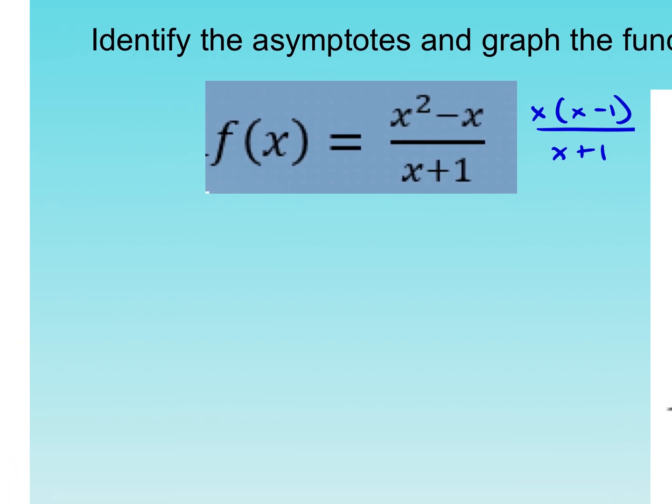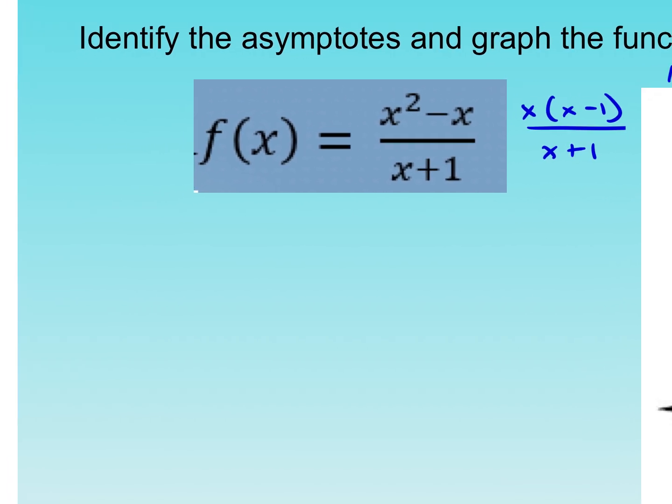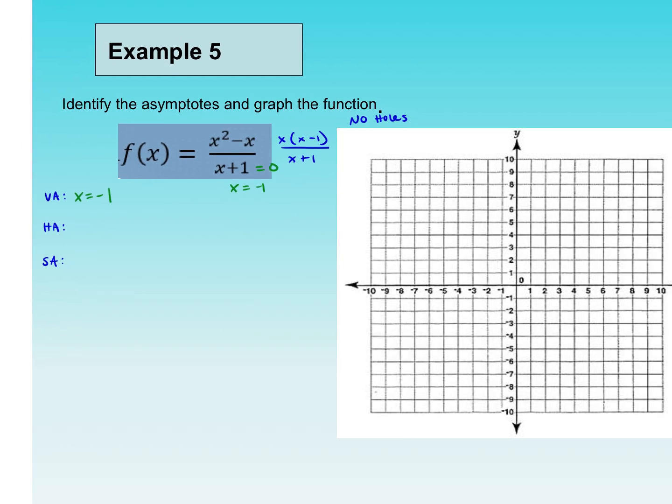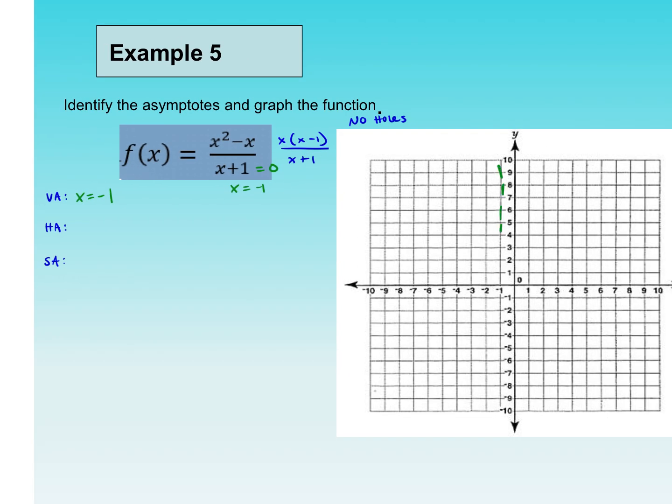Next, let's find our vertical asymptote, horizontal asymptote, and slant asymptote. What would our vertical asymptote be? What do we do to find the vertical asymptote? Set the denominator equal to 0. So we've got x equals negative 1. We can graph that. So our vertical asymptote goes through negative 1.